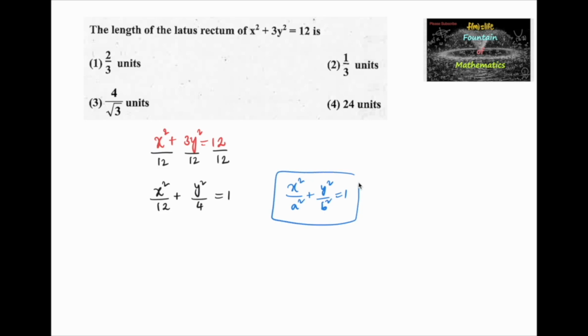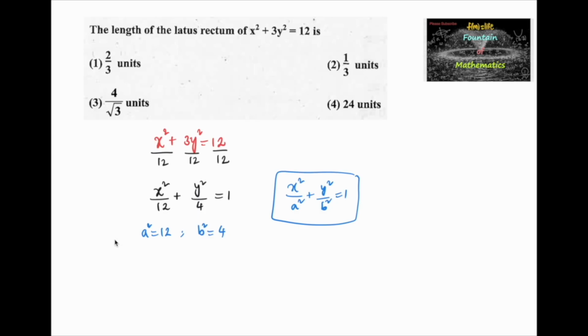We need to find the length of latus rectum of the ellipse x square plus 3y square is equal to 12. Dividing by 12 on both sides, we can write x square divided by 12 plus y square divided by 4 is equal to 1. When comparing with x square by a square plus y square by b square is equal to 1, the standard form of an ellipse, we can say a square value is 12 and b square value is 4.